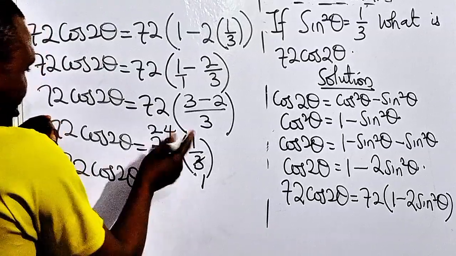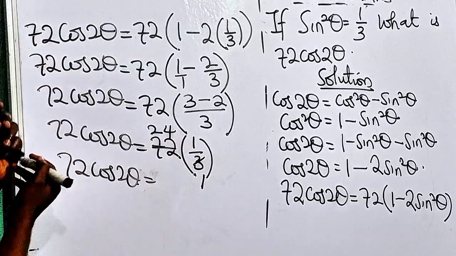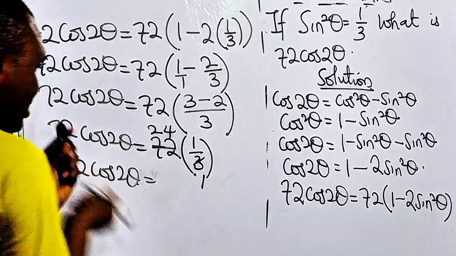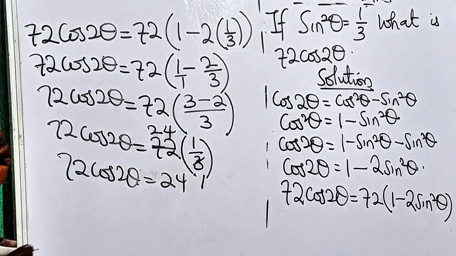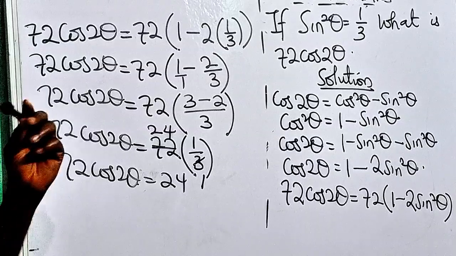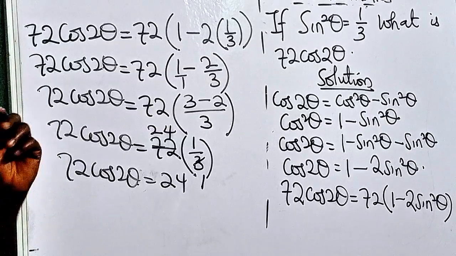now what is this? What is the answer at the end of the day? Now 24 times 1 is 24. So it means that 72 cos 2 theta is equal to what? To 24. That is our answer. Thank you.